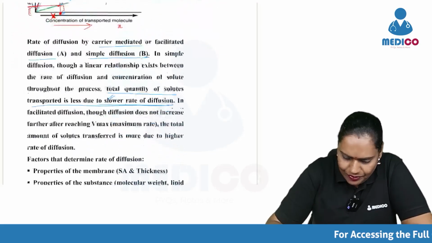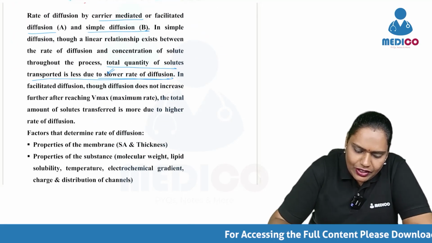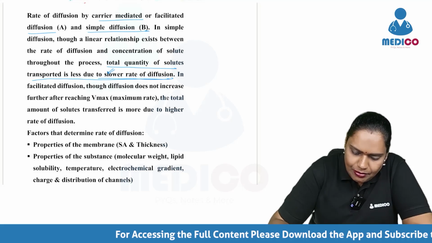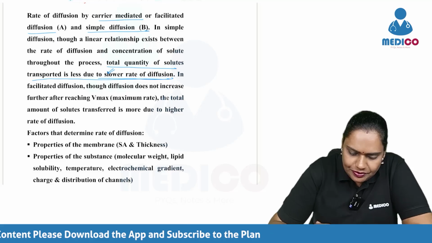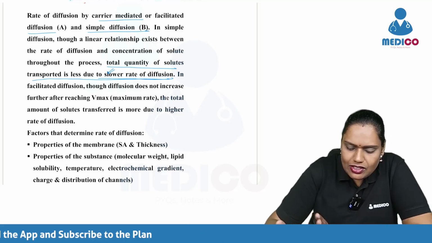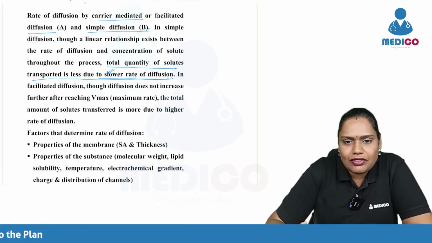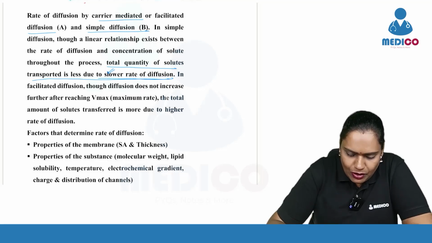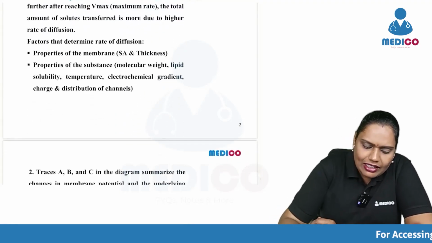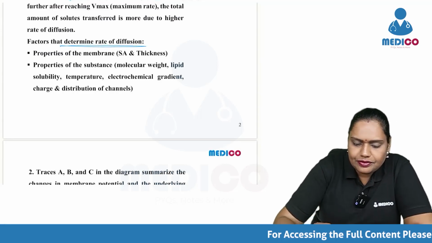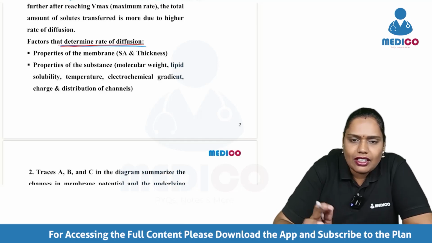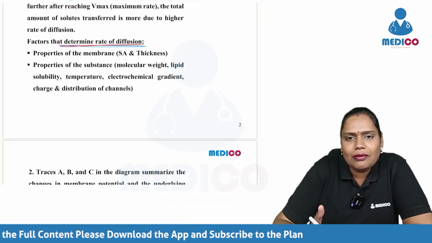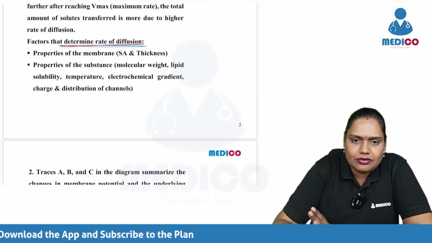So the total quantity of solutes transported is less in simple diffusion compared to facilitated diffusion, though simple diffusion is not limited by a Vmax. In simple diffusion, the rate of diffusion is slower compared to a carrier mediated transport. Now, what are the factors that determine the rate of diffusion? We can divide these factors into two groups.